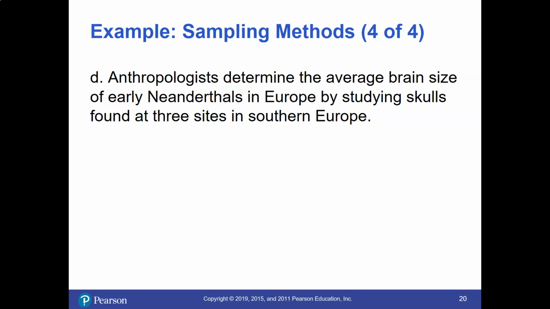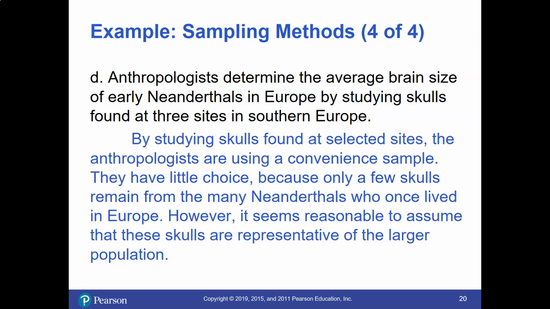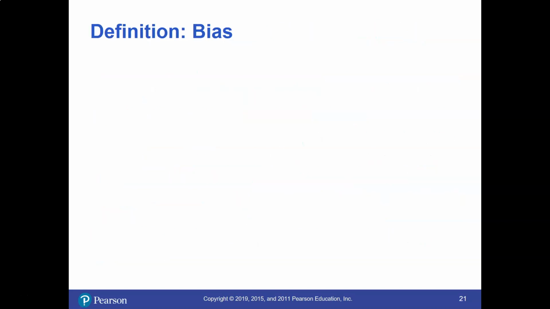Again, that's just convenient because probably those are the ones that are available to them. Yeah, little choice, so it's a convenient sample. All right. However, it seems reasonable to assume that these skulls are representative of the larger population. Yeah, perhaps. But probably if you're near that field, you would know that. Typically, if you were just a statistician, you might not know something like that. So probably that is a factor.